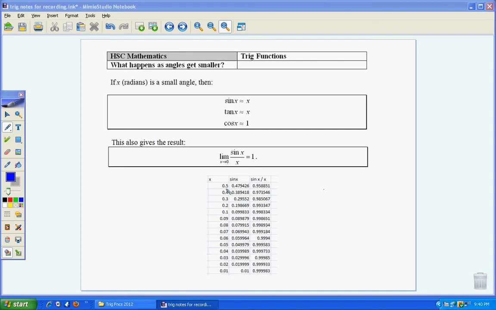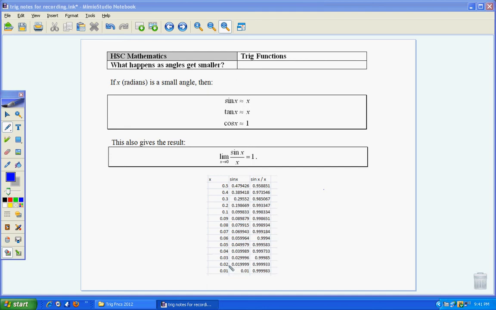Even if we have a look here, at 0.5 of a radian, which is not too small, sine of 0.5 radians is 0.47. So it's not too far away. When we've got 0.4 radians, we get 0.389 for sine x. Sine of 0.3 radians is 0.295. Sine of 0.2 radians is 0.198. And then 0.1 gives us 0.09, and sine of 0.09 is 0.08. So you can see how they're getting really close.